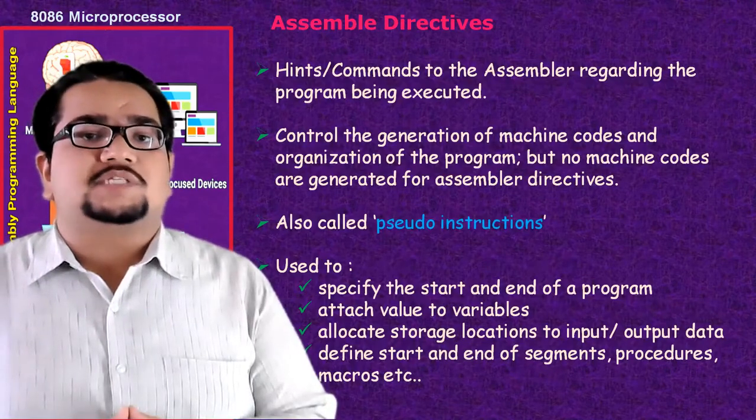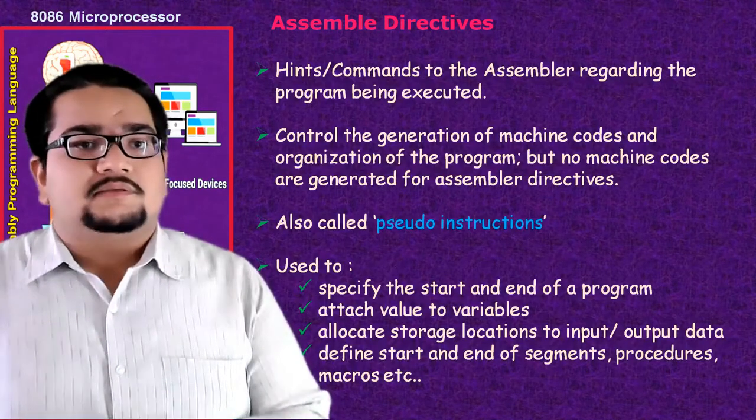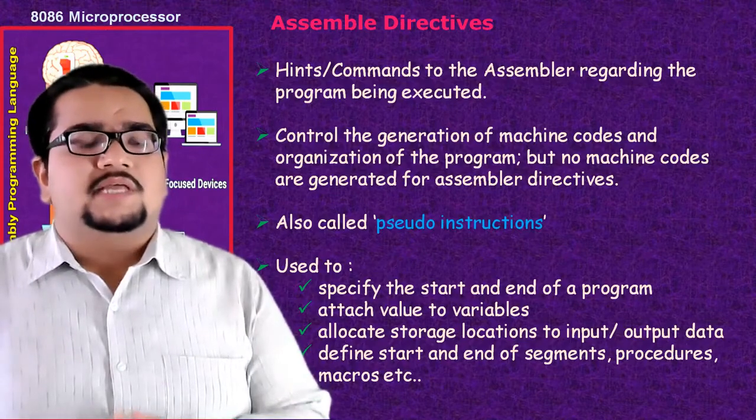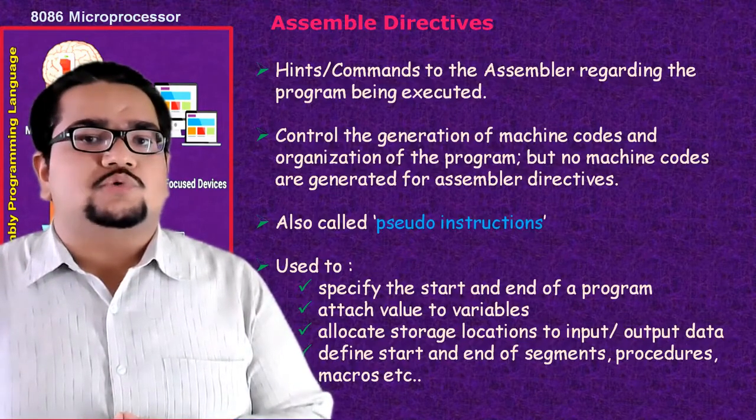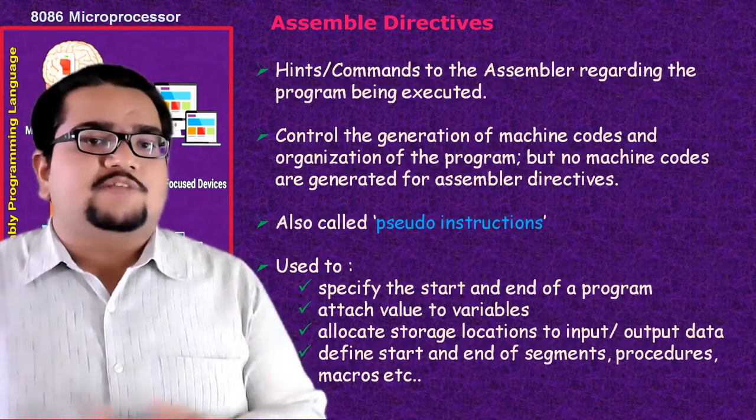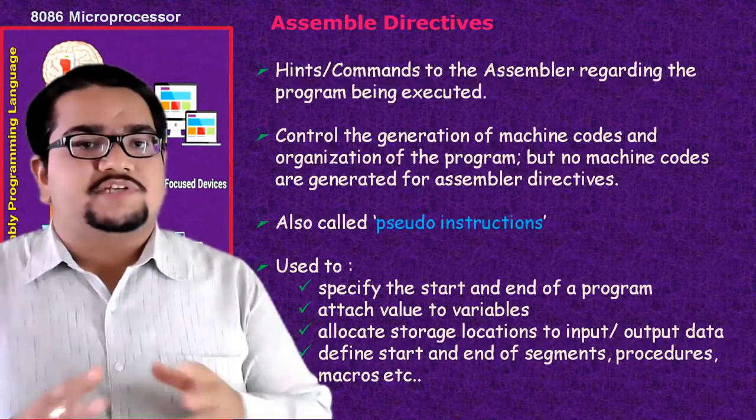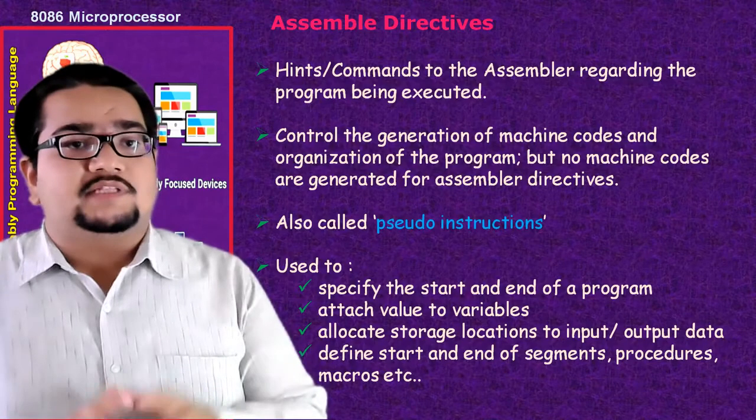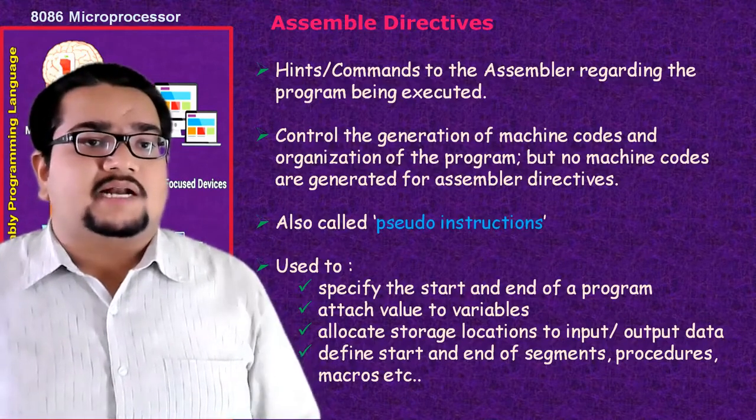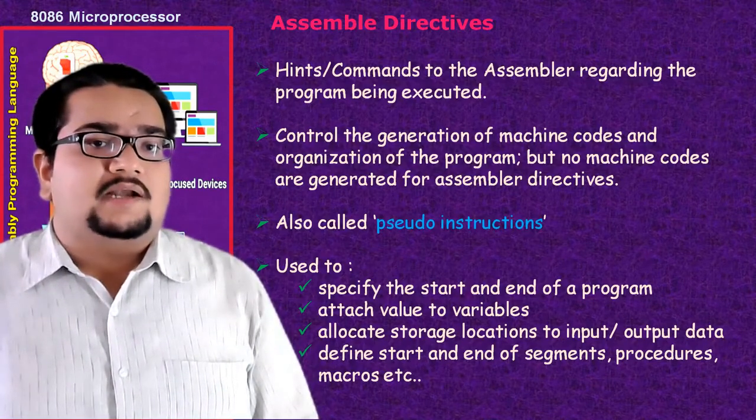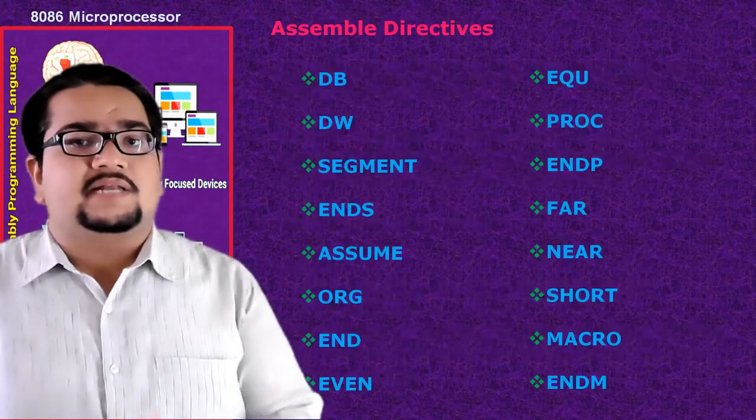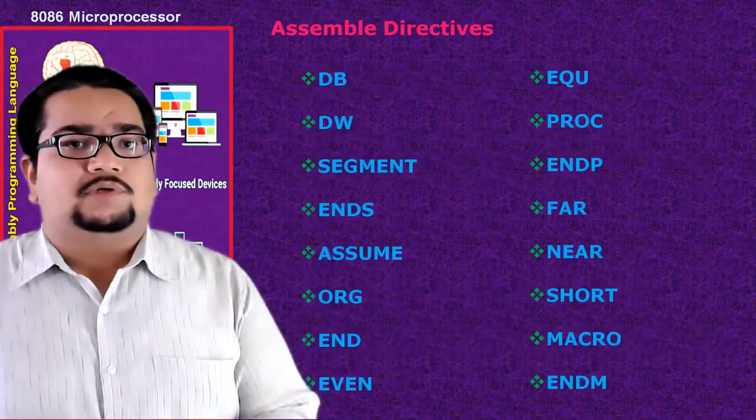The uses of the assembler directives are listed here. They are used to specify the start and end of the program. They attach values to the variables, and allocate storage locations to input and output data. They define the start and end of the segments, procedures, macros, etc. We shall see all these things with the example of a few assembler directives which are listed, and these are the assembler directives which we'll be talking about.